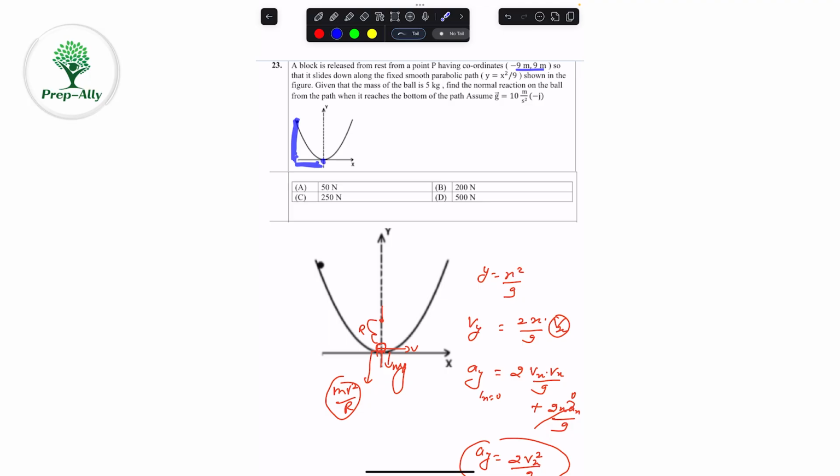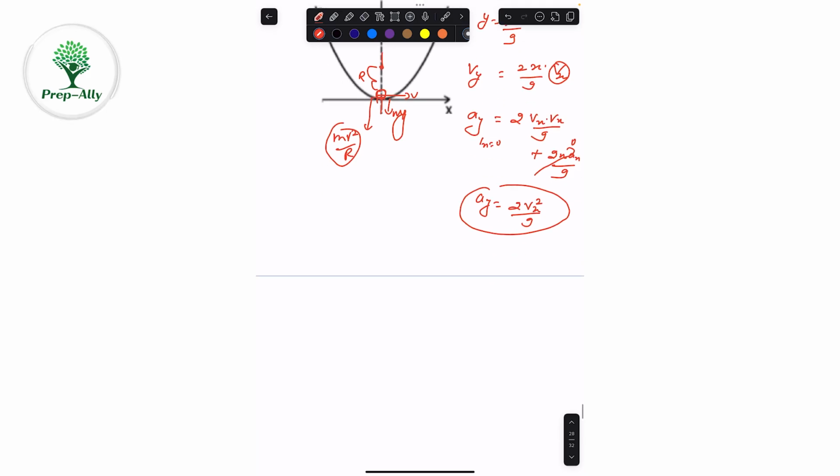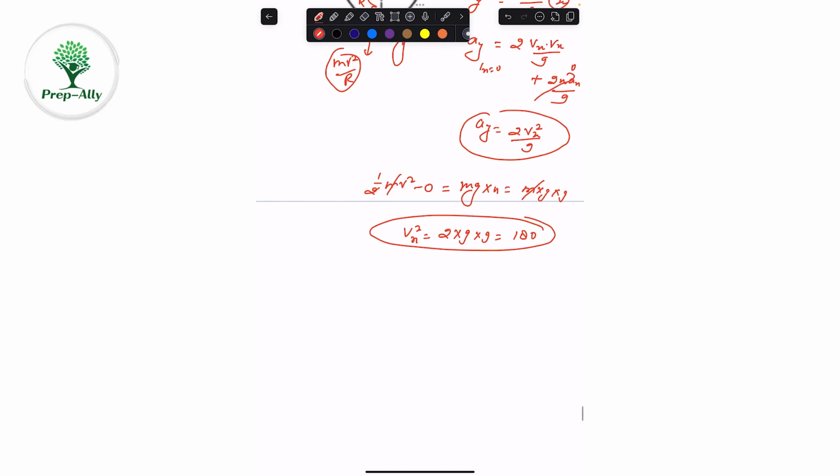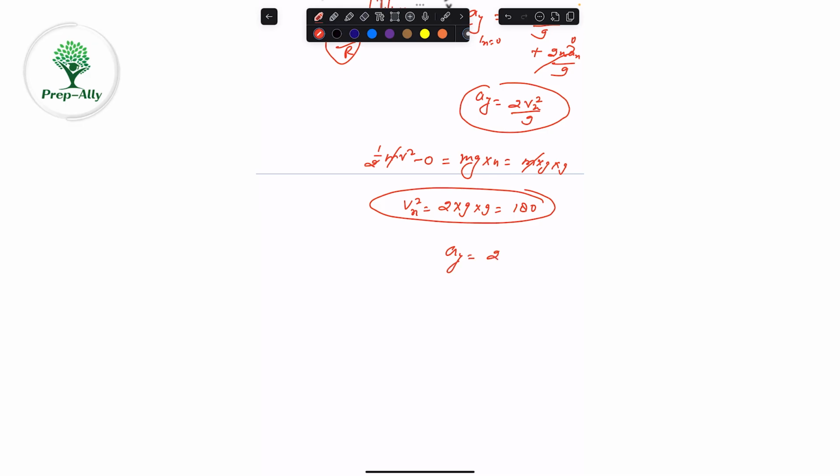From here it is released and it is coming to ground level. That means it is coming 9 meters down. So work will be done by gravity and velocity will be calculated. So let's say half mv square, final kinetic energy minus initial kinetic energy, is equal to work done by gravity, which is mgh, which is m into g into 9. M and M are gone. We have vx square is equal to 2 into g into 9, which is 180. So I'll have acceleration y is equal to 2 into vx square by 9, which is 180 by 9.